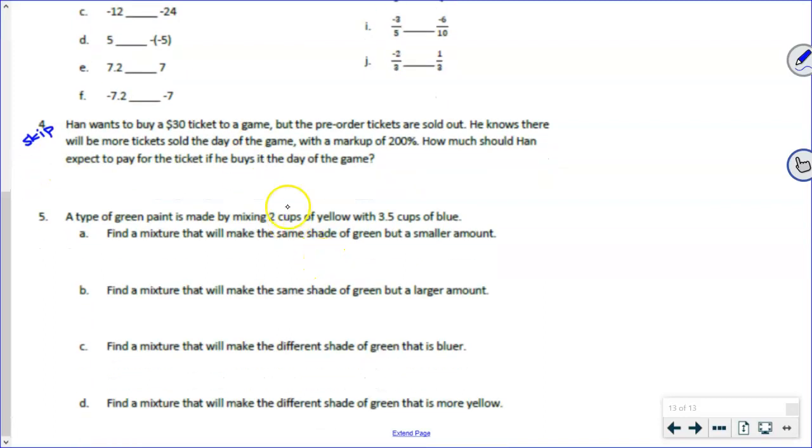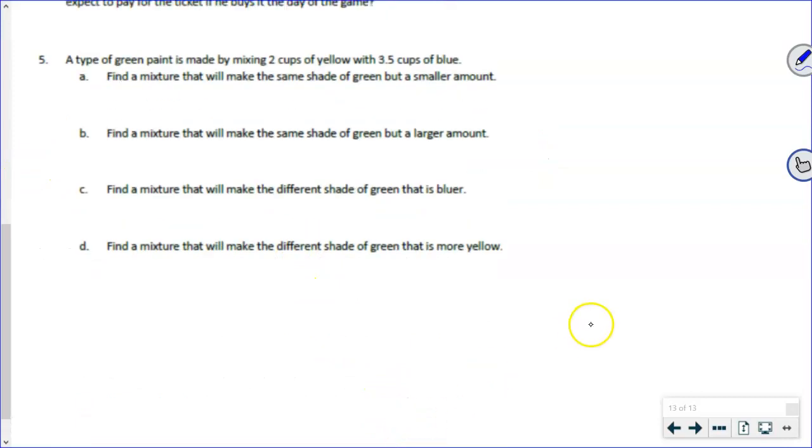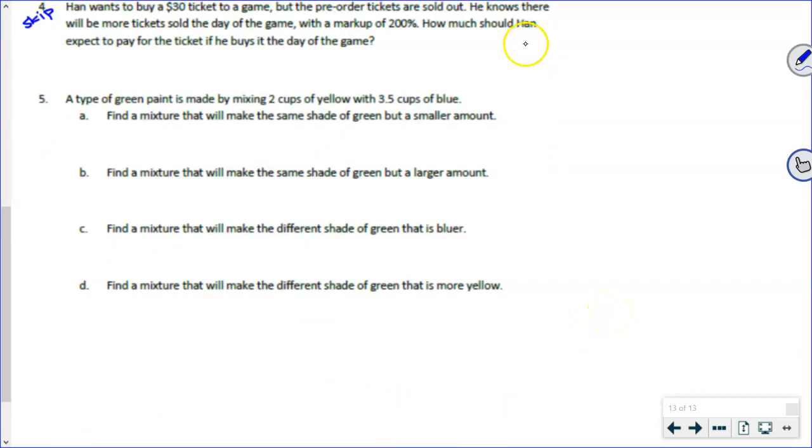Number 5, I'm going to give you a hint on this one as well, because it's not anything that we've talked about outside of warm-ups. This is equivalent ratios. A type of green paint is made by mixing 2 cups of yellow and 3.5 cups of blue, because blue and yellow make green. We want to find a mixture that's going to make the same shade of green. So we want it to stay the same amount of yellow and the same amount of blue.